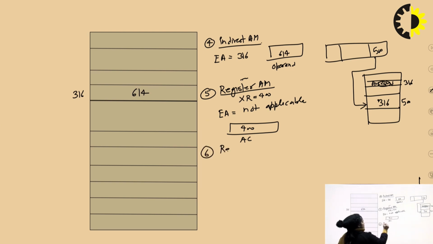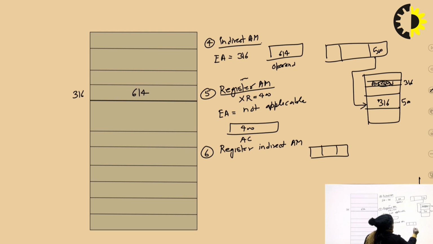Next, register indirect addressing mode. In the register indirect addressing mode, suppose there is a register address part and the register value is 400, and there is some operand, and this value goes here and here is actually the operand. This is the register indirect addressing mode, just like the indirect addressing mode. So the register indirect addressing mode you can get as an operand.